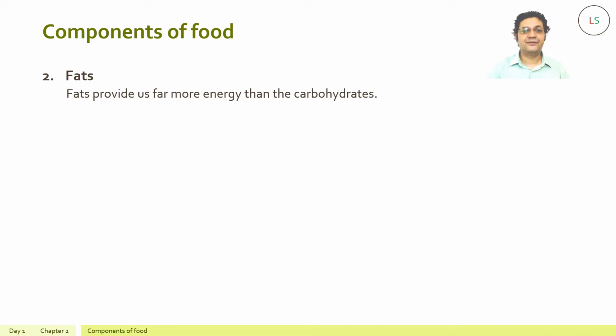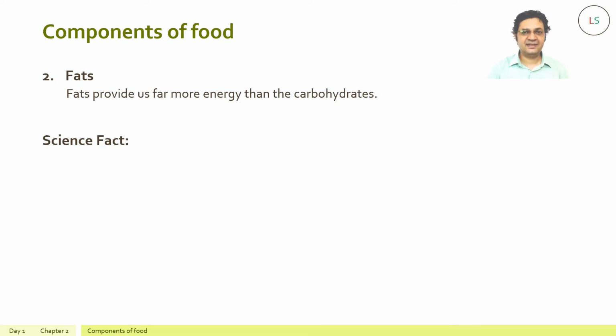The second component of food is fats. Fats provide us far more energy than the carbohydrates, and they are important for two reasons. Number one, in case the carbohydrates are unavailable, the fats act as an energy source for the body. Thus, fats act as an energy bank. Secondly, the fats get stored under the skin and thus act as insulators. So this helps to keep the body warm.